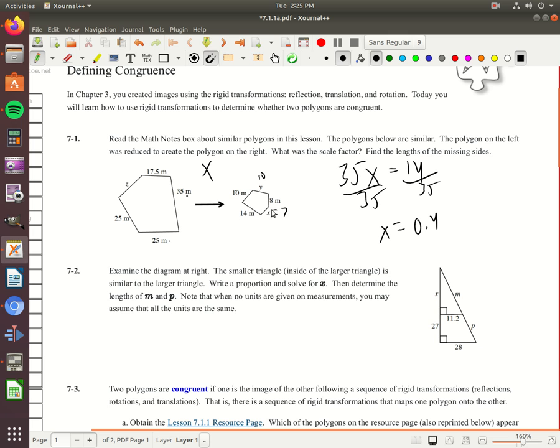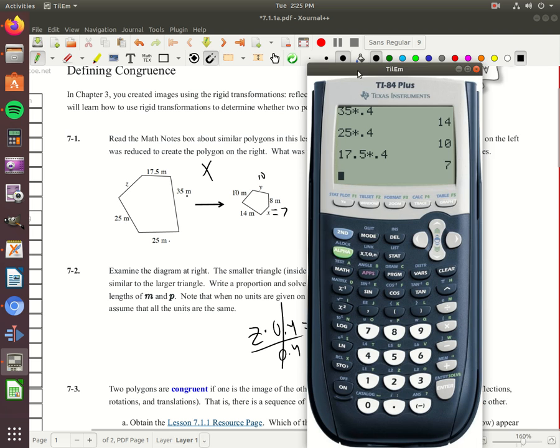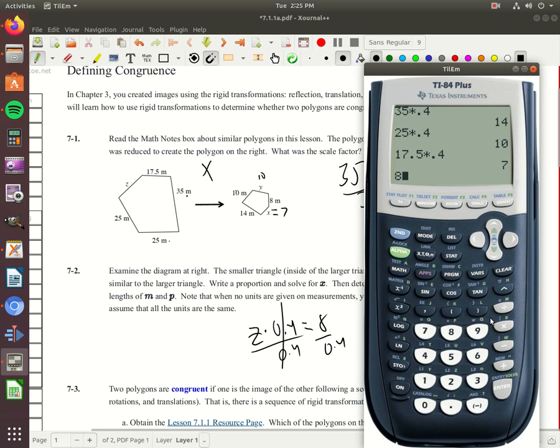How do I go the other way? Now I know that z times 0.4 is going to equal 8. What I can do is divide by 0.4, and that will tell me what z is. So I'm going to go to the calculator and divide 8 by 0.4, and that will give me what z equals, which is 20.